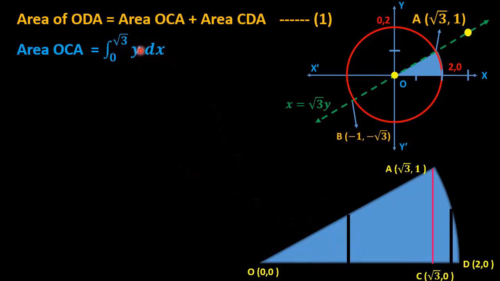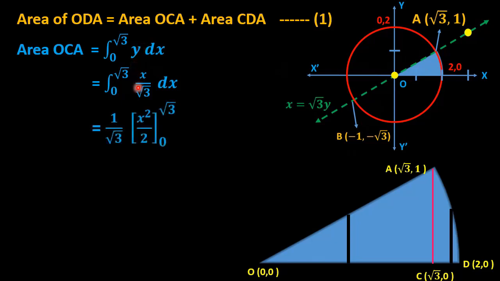For this y, we have to take the equation of the curve. On the left side, the only curve here is the straight line. So the y expression will be given by the equation of the straight line, which is x equals root 3 y. So here y will be x by root 3. So integration from 0 to root 3, x by root 3 into dx. This left area is related to the straight line, so in this way we take the y expression from the equation of the straight line.